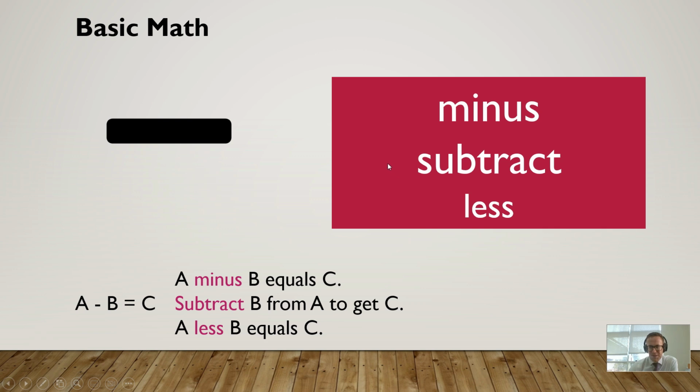Minus, subtract, less. And this is this symbol in maths. For example, A minus B equals C. Subtract B from A to get C. Or A less B equals C. So minus and less are used very similar, but subtract you need to use for the second part of the equation. Subtract B from A to get C.